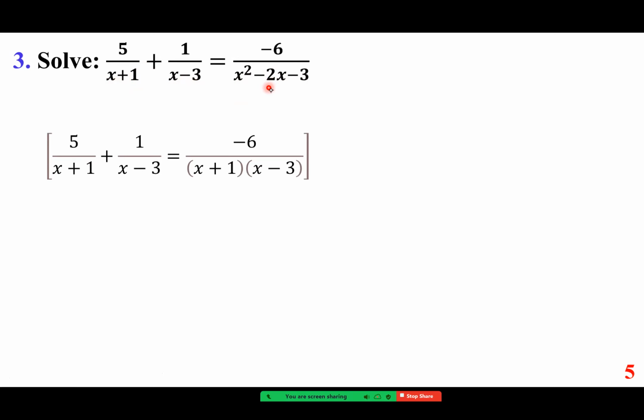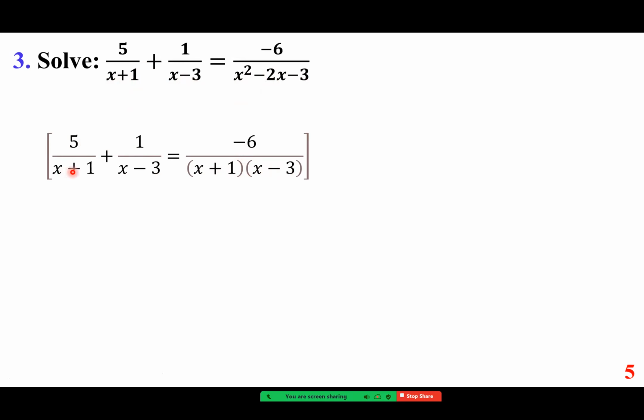The product is -3, the sum is -2. And now two things happen. Number one, we're going to multiply both sides of the equation by this LCD, x plus 1 times x minus 3. Number two, we exclude whatever makes each denominator 0, which is not an acceptable answer.